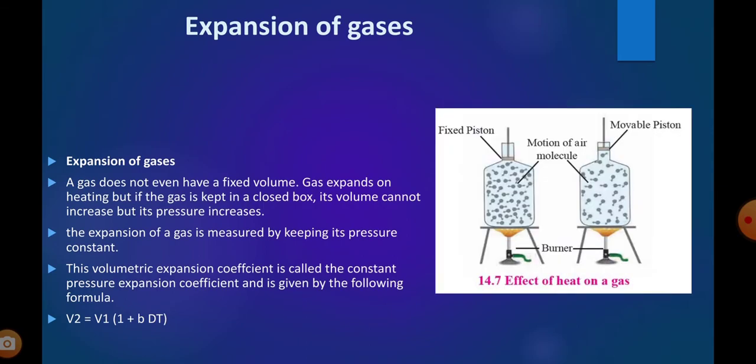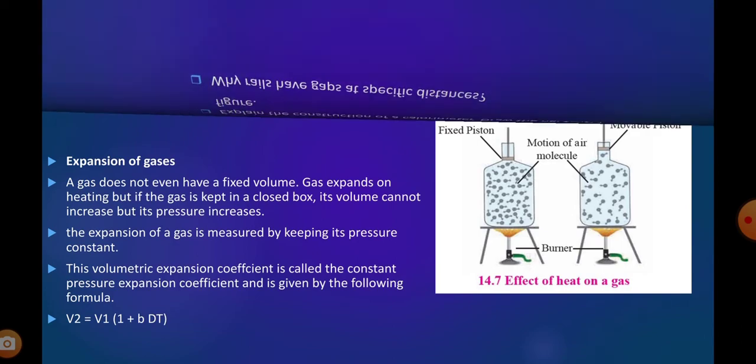This is the picture, effect of heat on a gas. Both have a burner, and one has a fixed piston. It is closed, and another one has a mobile piston, and to both of these cans we have given heat. In the fixed piston vessel, see how the air molecules are moving, and in the mobile piston, the air molecules are moving so fast. That's about the expansion of gases.